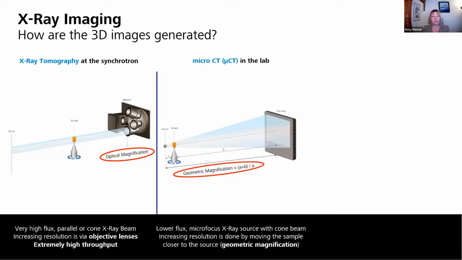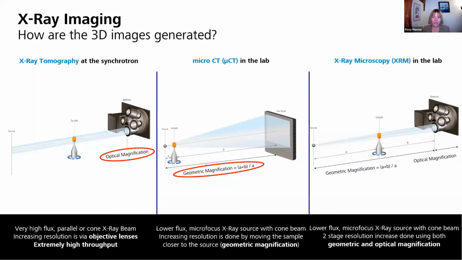So there's a limit to how much magnification you can get with geometric magnification, because physically at some point your sample size becomes limiting. Or indeed, if you want to mount your sample inside something like an in situ rig, or perhaps a temperature controlled device of some sort. So you're limited in terms of how far you can push the magnification. So if you want to be able to go even further in terms of resolution, that's where using a combination of optical and geometric magnification can come in really useful.